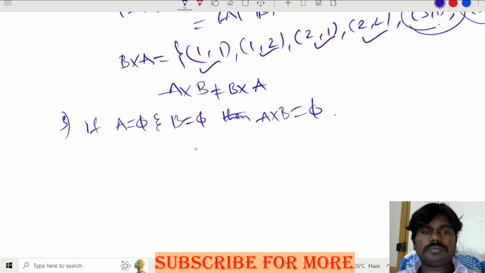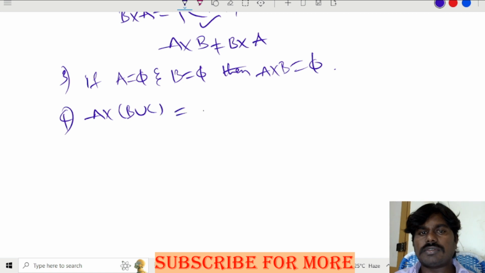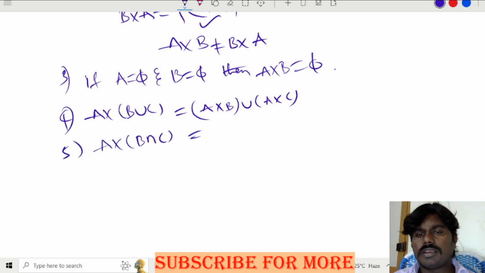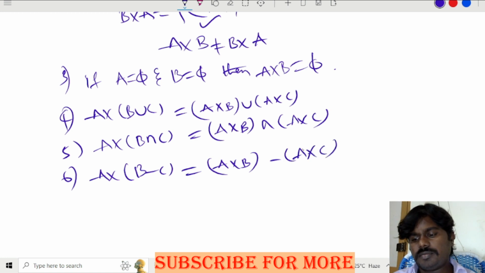Now come to some theorems on Cartesian product. A cross (B union C) is equal to (A cross B) union (A cross C), and A cross (B intersection C) is equal to (A cross B) intersection (A cross C), and next A cross (B minus C) is equal to (A cross B) minus (A cross C).